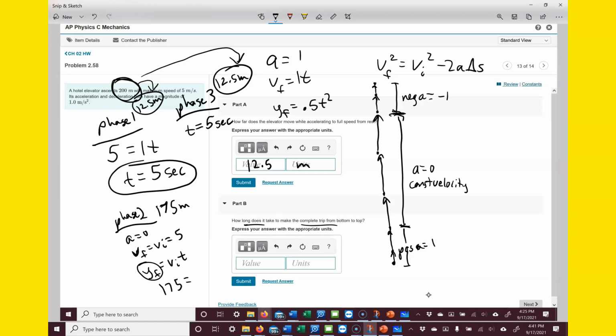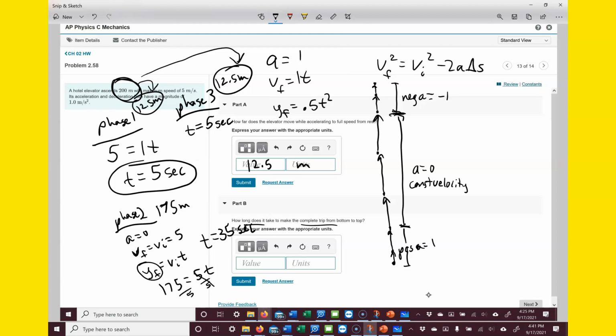equals, the vi is 5, and I'm just looking for t. So divide by 5, I can get t equals 175 divided by 5 would be, is that 35? I think it is. 175 divided by 10 is 17.5, but if I divide it by 5, that's going to be twice what that is, so twice 17.5 is 35, right?